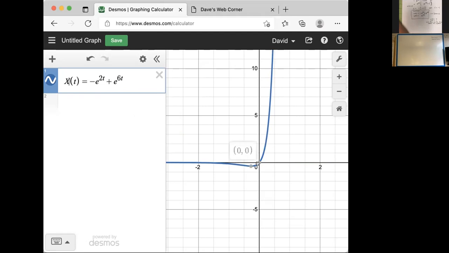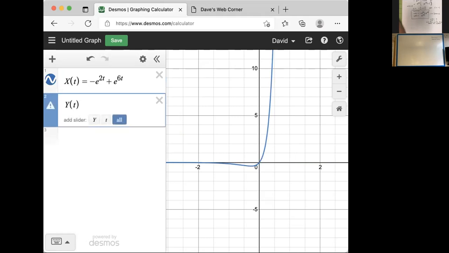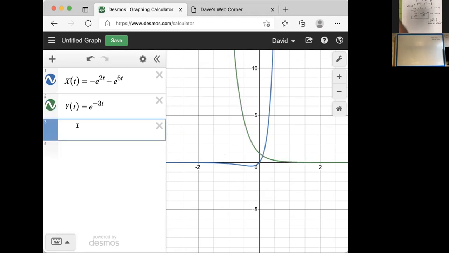Remember that Desmos always believes that lowercase x is the horizontal axis, lowercase y is the vertical axis. That can be a problem. Let me type in my y. Y of t equals e to the minus 3t. And I'll make that capital and vertical, even if I don't have to, because I want to keep these separate. Now remember, this is not the parametric solution. This is not the solution in the phase plane. These are the individual components of the solution. Now let's put them together.